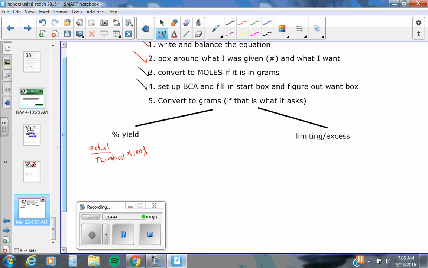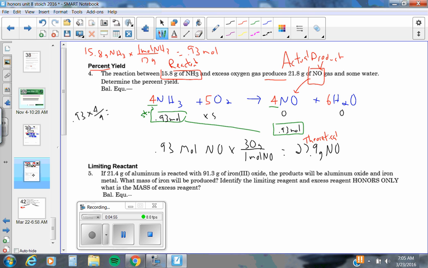And maybe I'd write something about identifying that one number is a reactant. That's what we start with. The other number is a product. So the product will be the actual yield. Not done with this one yet, because they ask about yield. So now I take what they said I got, the actual 21.8 grams, divided by what I was theoretically supposed to get, 27.9 grams. That ratio times 100 will equal 78% yield.